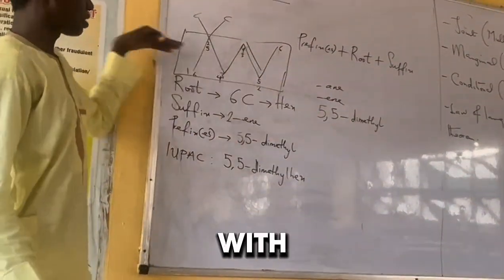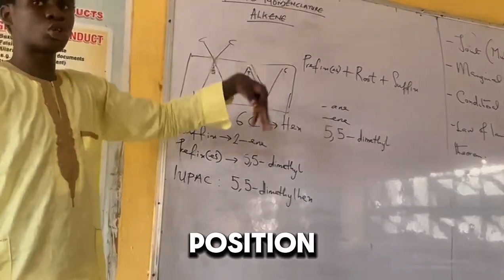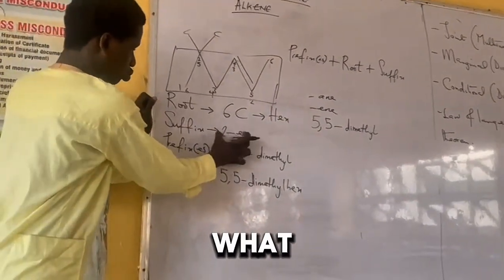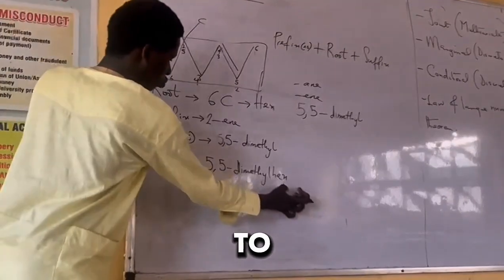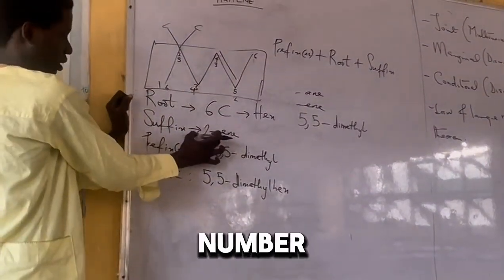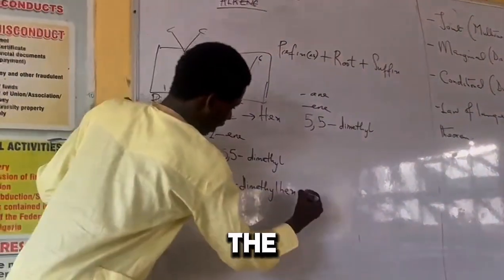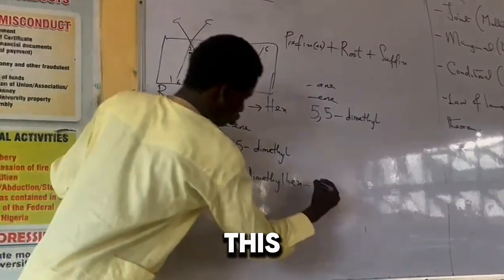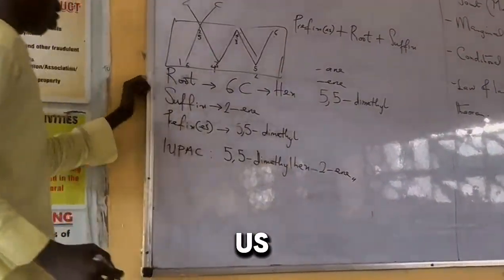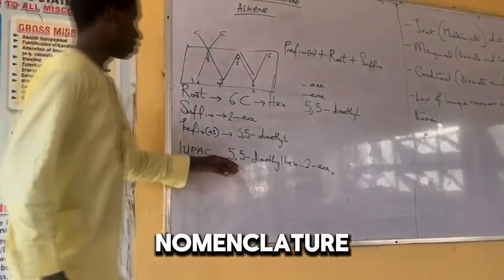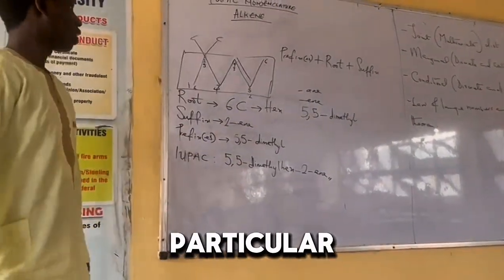Then the next thing is our suffix. Now, because we are dealing with alkene, you have to tell us the position of the double bond. Hence, we have 2-ene. To join this to the hex here, it is a number that is here, so we have to put the hyphen first before writing this 2, then we put our ene. And this gives us the IUPAC nomenclature for this particular compound.